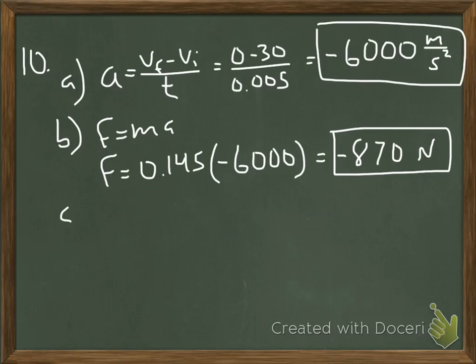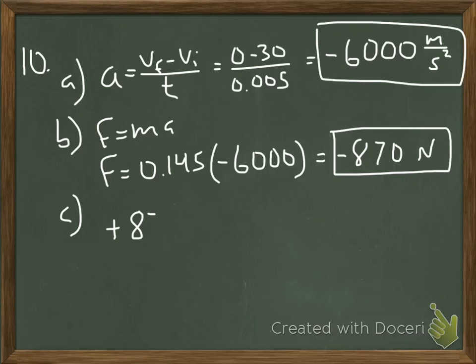Okay, so now I realize I might be being inconsistent. There's two ways to write it. You can either say 870 newtons in the negative direction, or you can use the negative sign there, negative 870 newtons. But really the most important thing with the signs is the velocity and acceleration.